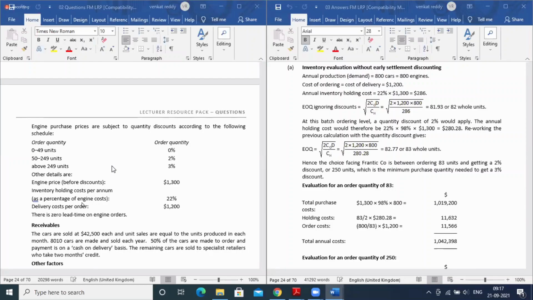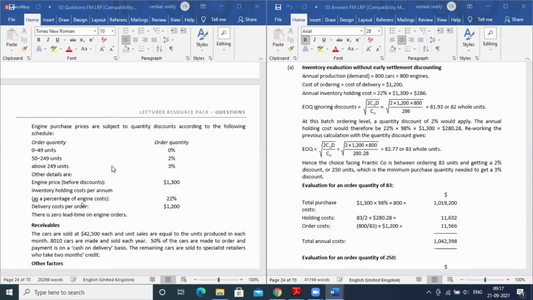Now they also gave other details: engine price before discount. So before considering the discount, the price of the engine is $1,300. Inventory holding cost per annum as a percentage of engine cost is 22%, and delivery cost per order is 1200. Okay, so I hope you might have understood the basic information regarding this.